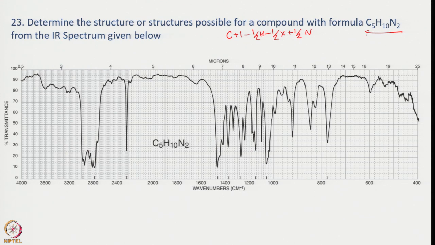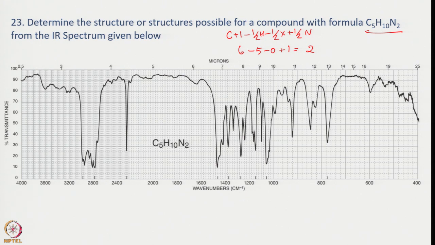So if you consider here 6, this will be 5, here nothing is there, so plus 1 here. So now 2 is the deficiency. That means possibly there can be a ring, or 2 double bonds, or there can be a triple bond. So let us look into it now.